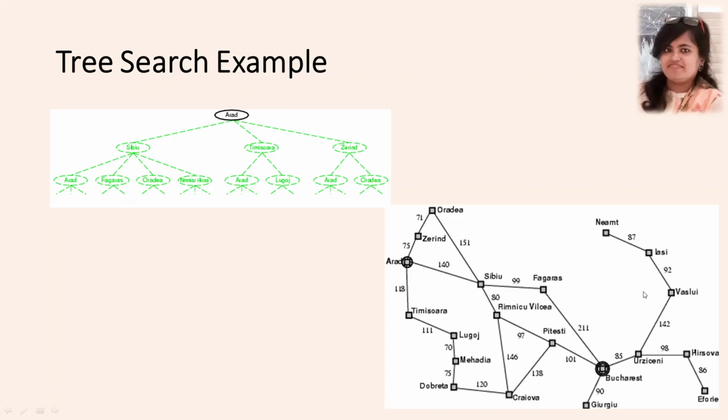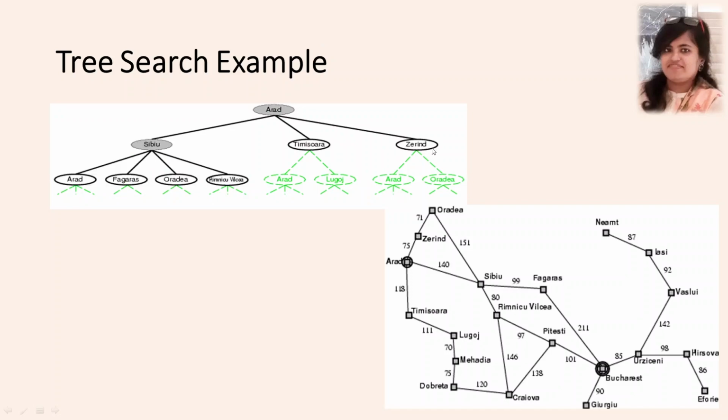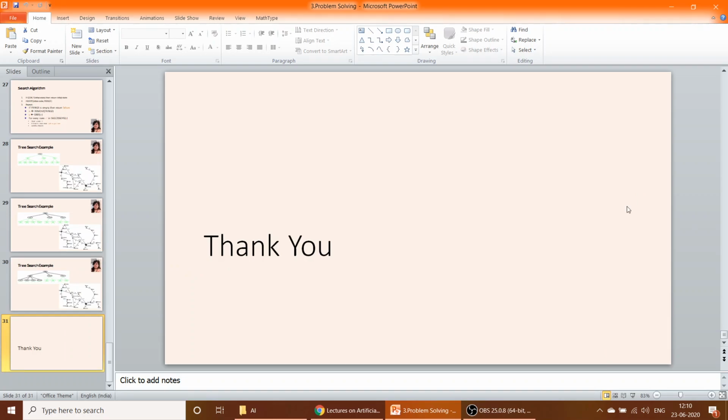Then Timisoara is present over here, so that is this and this, 2 children. Then Zerind has another 2 children. So this is the search tree. Now if you are in Arad, you can go to any of the 3 children. Suppose you have already moved to the Sibiu child; from there you can go to any of the 4 children. So this is how the search tree algorithm works, and the details of the search tree will be in the next lecture.